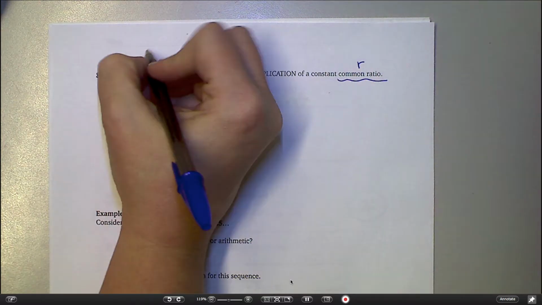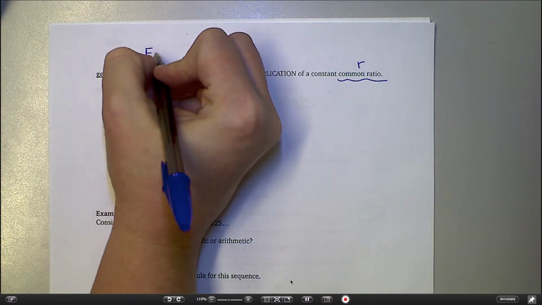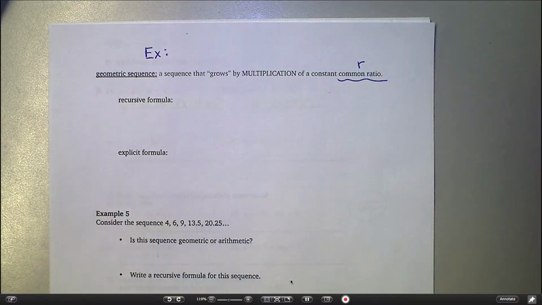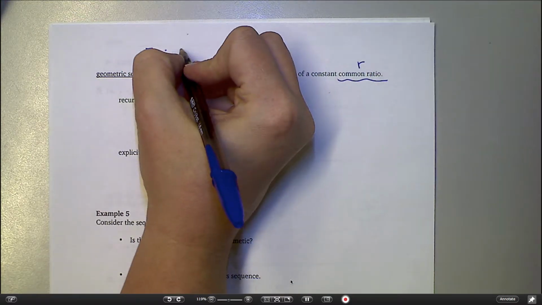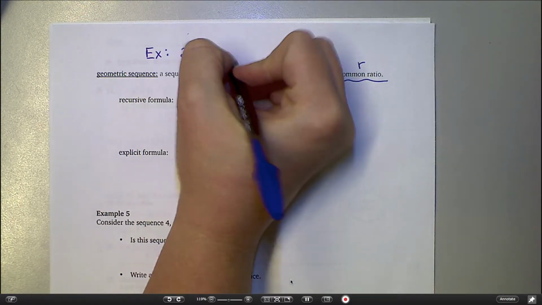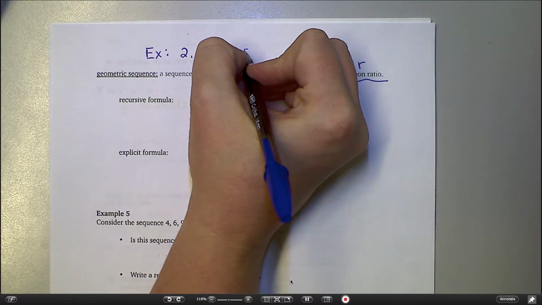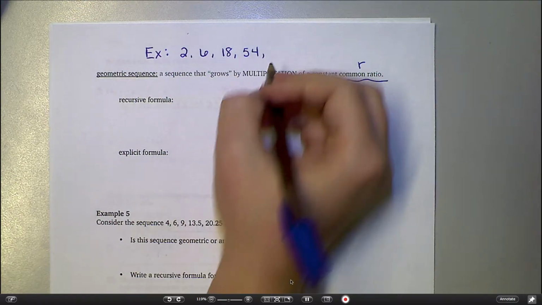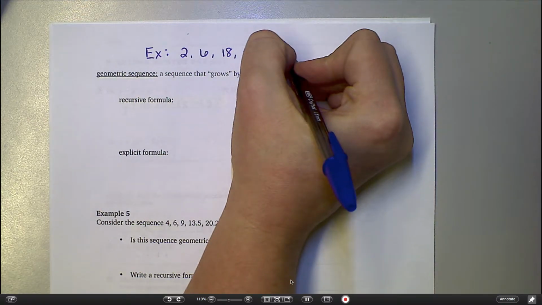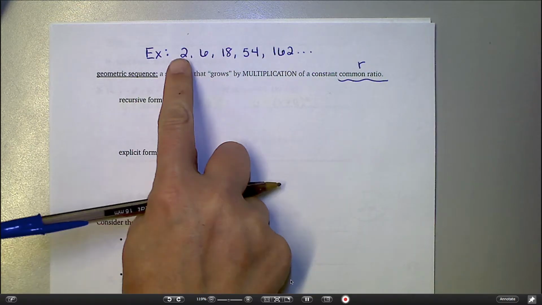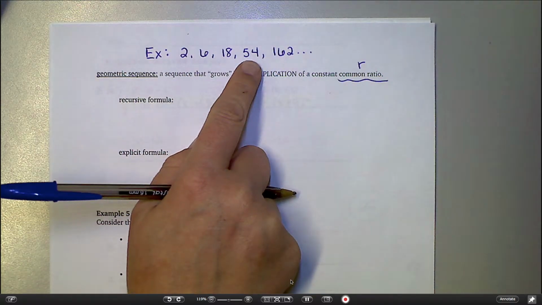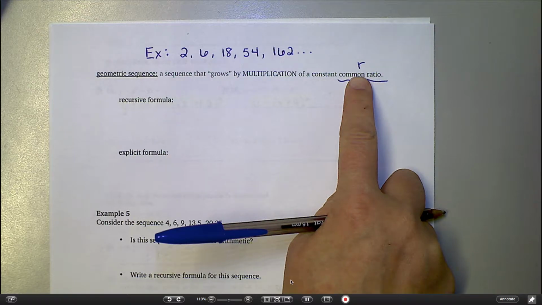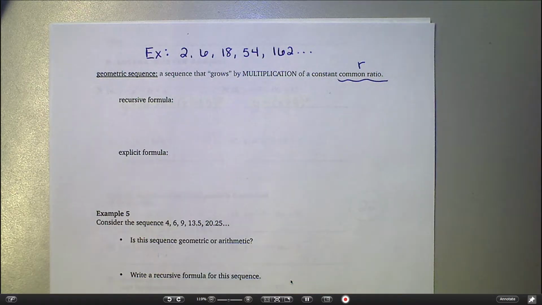So just as an example, because we haven't looked at one of these yet, a geometric sequence might look something like this. 2, 6, 18, 54. Oh, I'm stretching the limits of my mental math here. Let's see, 162, and so on. So what's really happening here is I'm multiplying by 3 every time. And that multiplying by 3 is what's called my R value. All right. And you'll notice these sequences grow much faster because these are actually exponential functions.